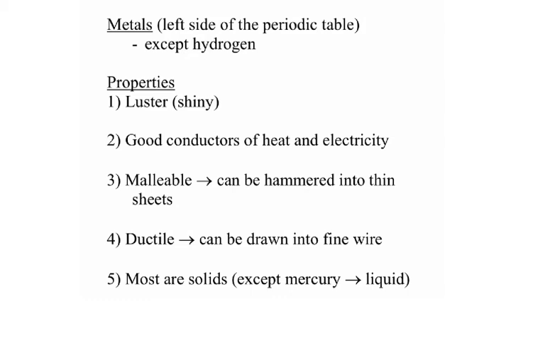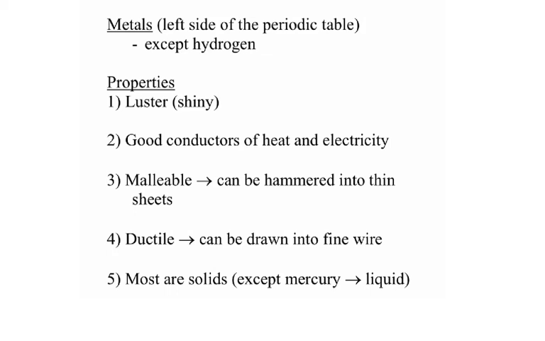Metals, we know, are on the left side of the periodic table, with the exception of hydrogen. And metals tend to be shiny. We call that luster. And when you are shiny or you have luster, that means that you have the ability to reflect light, and that's what makes them shiny. Metals are also good conductors of heat and electricity. In fact, one of the best conductors is copper.